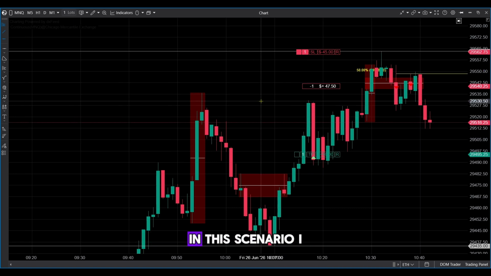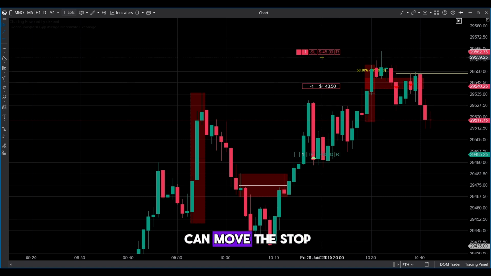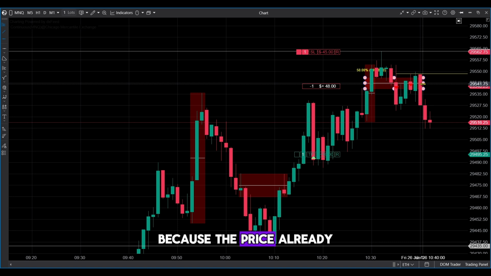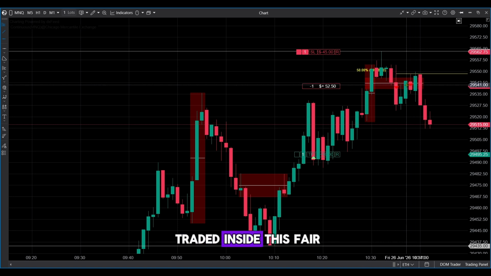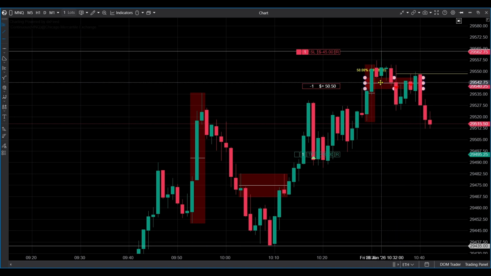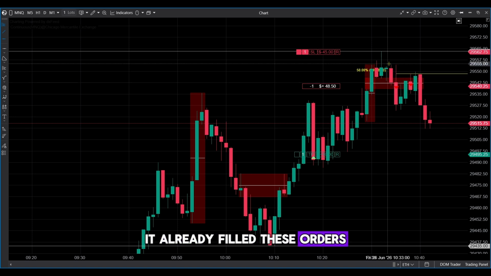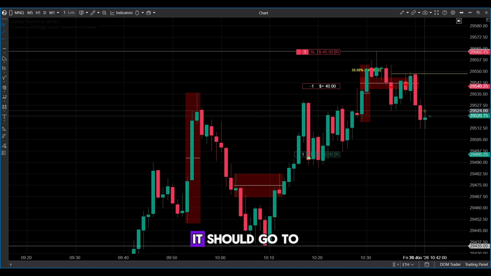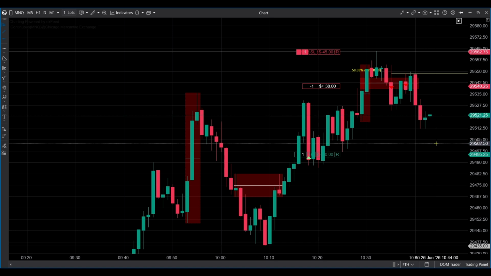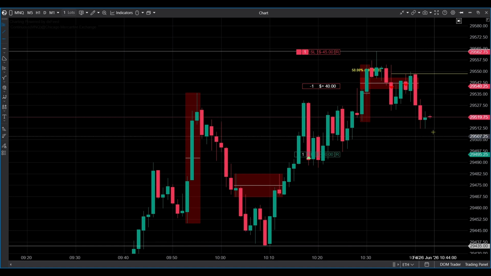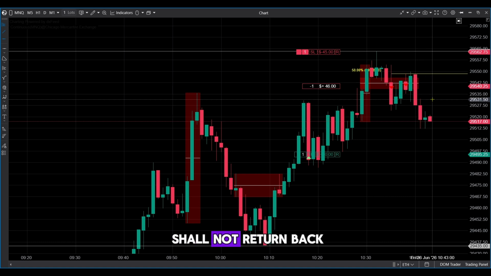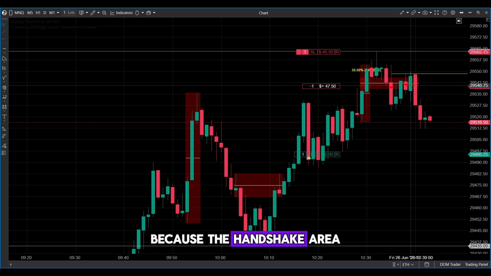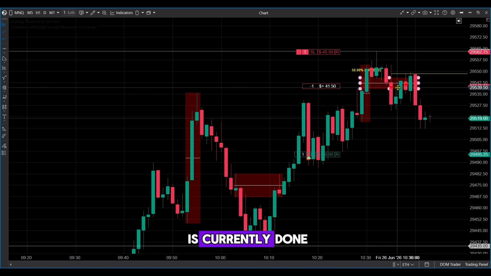breakout. Now, in this scenario, I can move the stop to break even because the price already traded inside this fair value gap. It already filled these orders, and if aggression is enough, it should go to the target. I'm not saying with speed, but at least it shall not return back to the same area, because the handshake area is currently done.